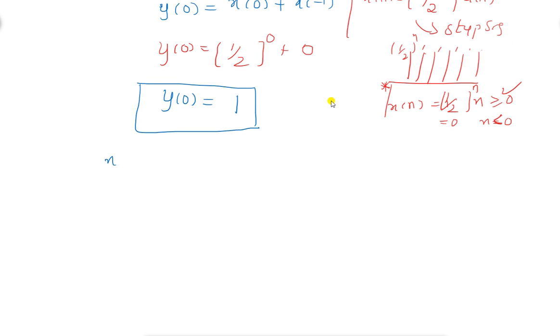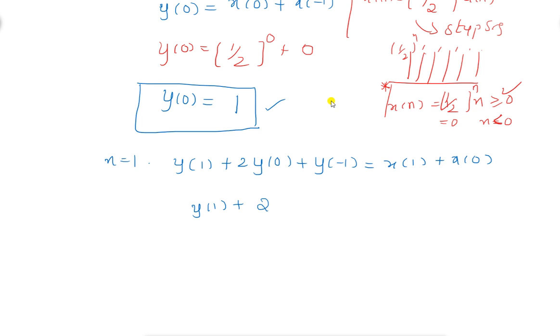So by substituting n is equal to 1, again we get y of 1 plus 2 into y of 0, plus y of minus 1, which is equal to x of 1 plus x of 0. How is it getting this equation? We simply substitute n is equal to 1 in the differential equation. Just now we determined the value of y naught. So here y of 1 plus 2 into y naught, and the y naught value is 1. So 2 into 1.